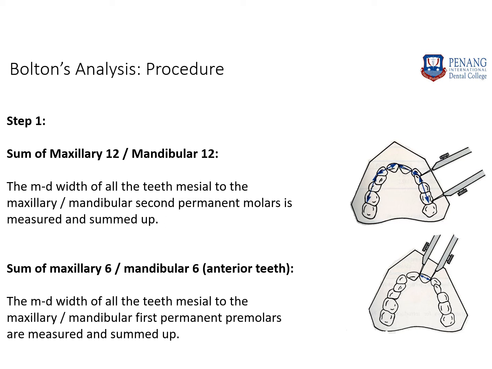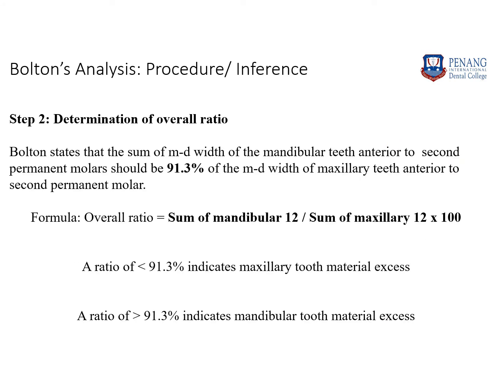Then step 1B would be to find the mesiodistal width of all the teeth mesial to the maxillary or mandibular first permanent premolars. That is the sum of maxillary 6 or the mandibular 6. This is the anterior teeth, right? That is from 5 to 5. Once you have measured and calculated, you will sum them up and keep the numbers aside. So the next step is to determine the overall ratio.